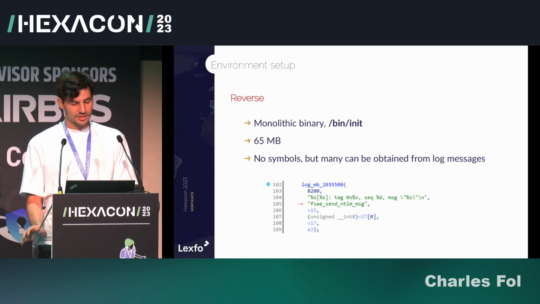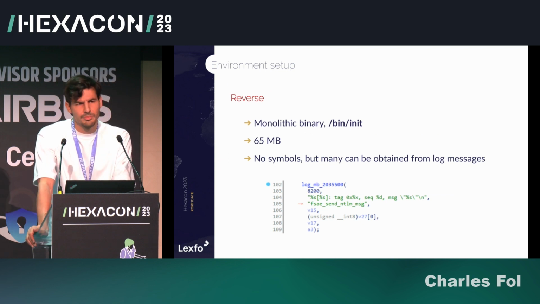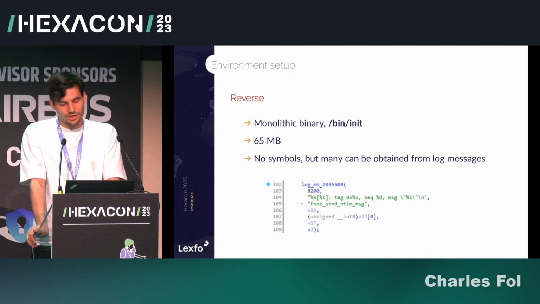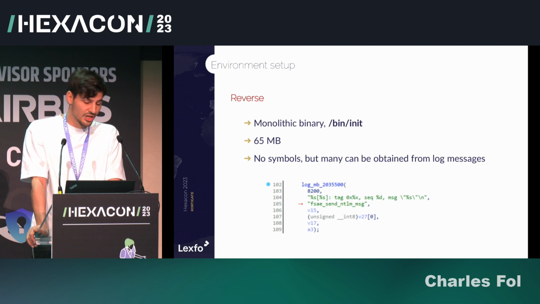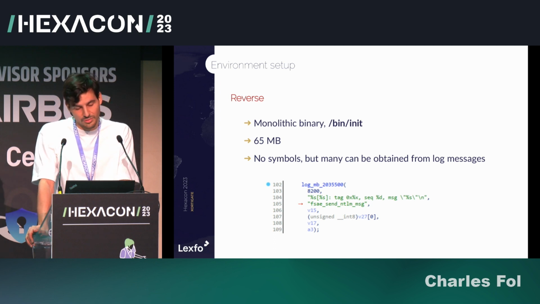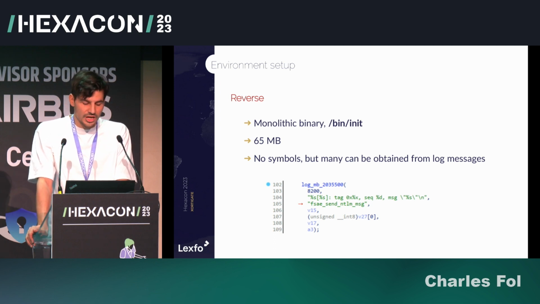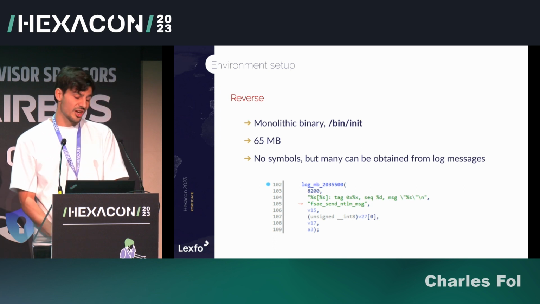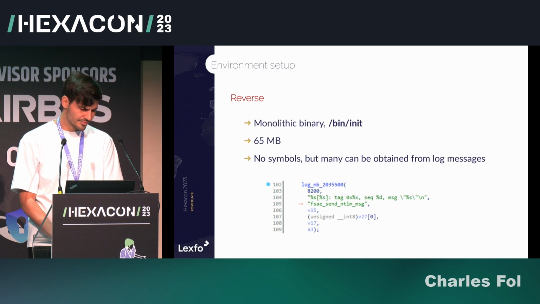So now you can reverse, and there's actually one big binary, which is called bin init, and it does literally everything. It's 65 megabytes big, so it's huge, but there are no symbols. So this is a little bit annoying, but you can actually get quite a few symbols from the log messages, which helps to get started.